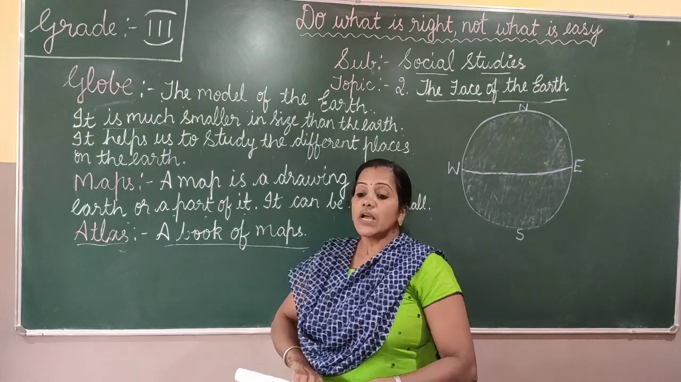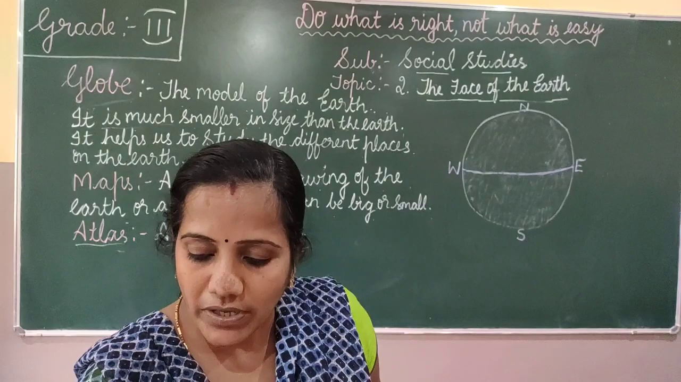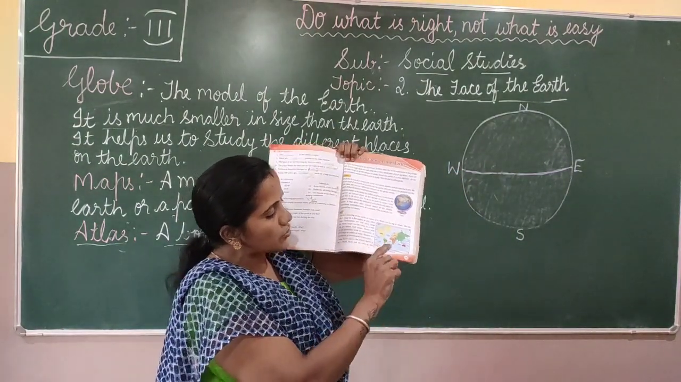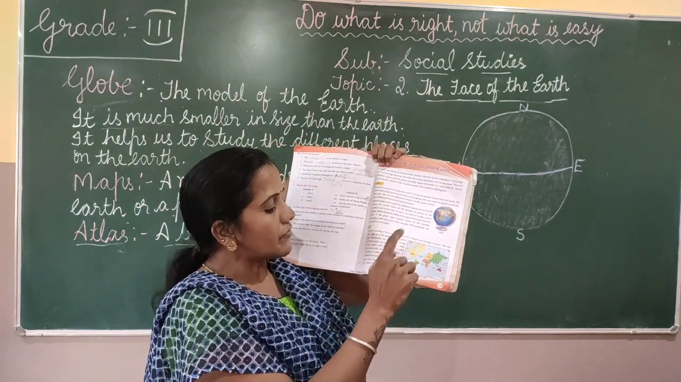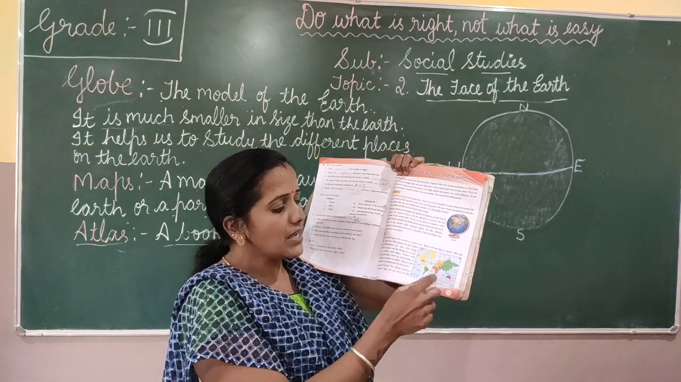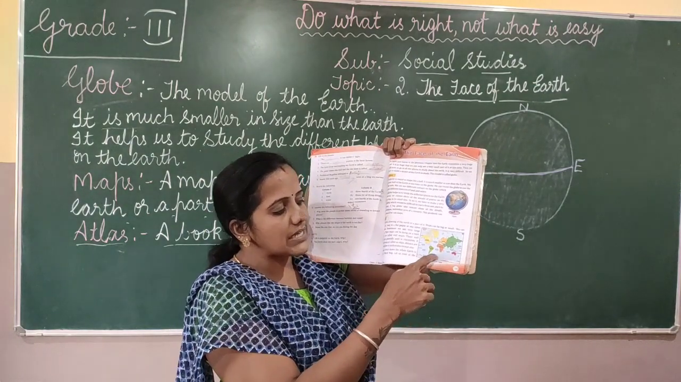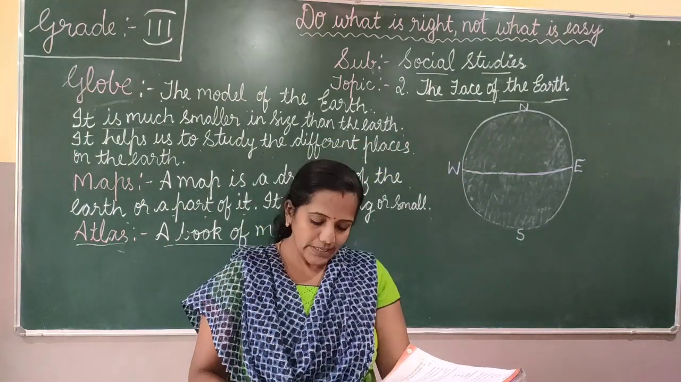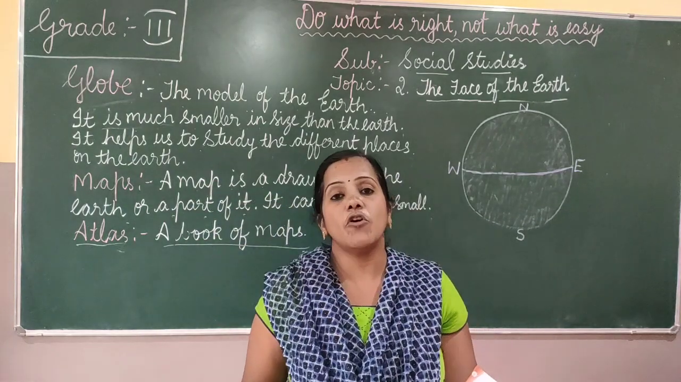In the textbook you can see a world map. Okay children, so you can open page number 195. You can see a world map here, is it? So this is a world map. Here you can see different continents, and this blue color represents the water bodies. Nowadays these atlases are also available in multimedia format.